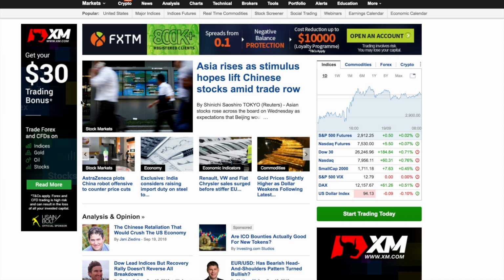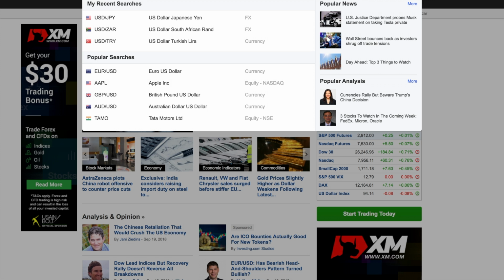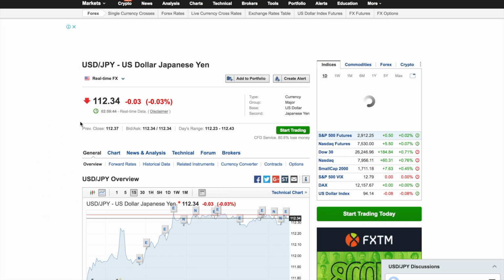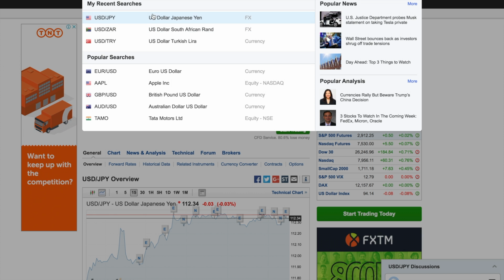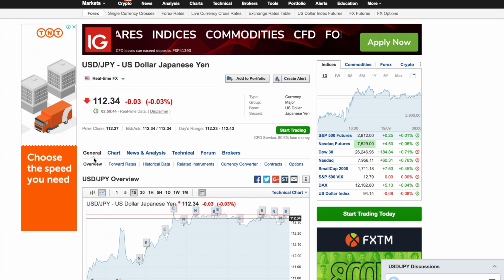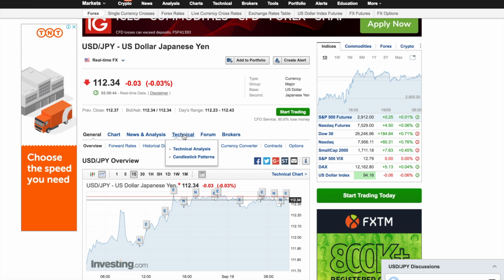So the first thing you'd want to do is come onto the website investing.com. I'll link to it below in the description. And then you're going to pick the pair you want to trade. So let's say you're looking at trading US dollar yen. You're going to search on the website US dollar yen. For me it was there because I've searched it recently.